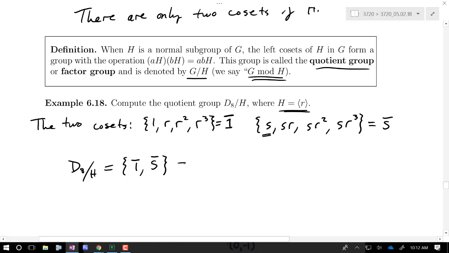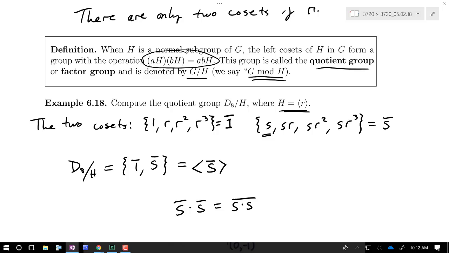Now, one thing that's interesting to observe is that this group itself is cyclic. I could generate this group just using the S coset. We'll note that when I perform an operation on 2 cosets using the bar notation, S bar times S bar, I just do S times S and put the bar on it. Now this operation I can do in the original group itself. And we know that S times S is 1, and so this is 1 bar. So this is generated by that.